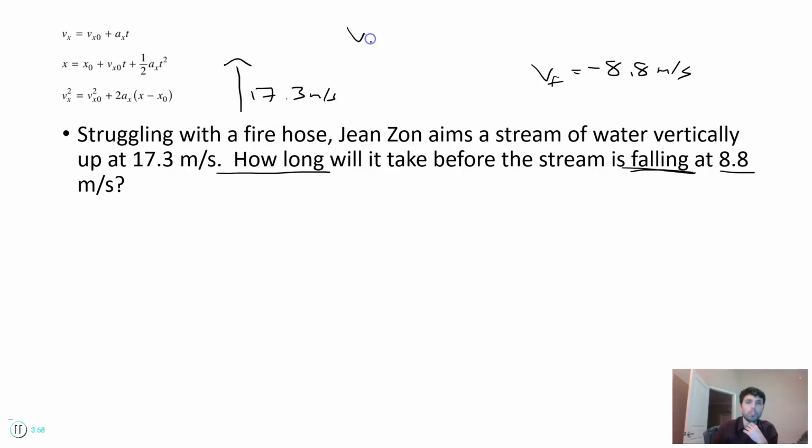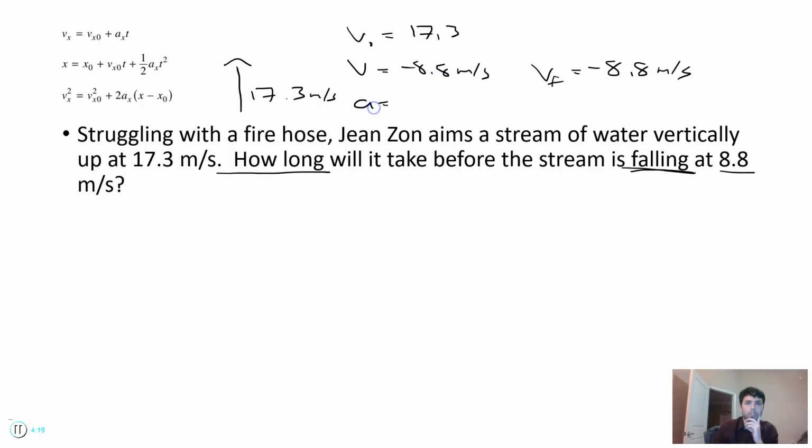So what do we know? We know initial velocity is 17.3. We know this is vertical, by the way. That's all vertical. There's no horizontal motion at all, right? She launches it straight up in the air, so there's no wind blowing, apparently, so nothing to worry about horizontally. So initial velocity, 17.3. Final velocity, negative 8.8. We're going to find out how long it takes to get to that point.